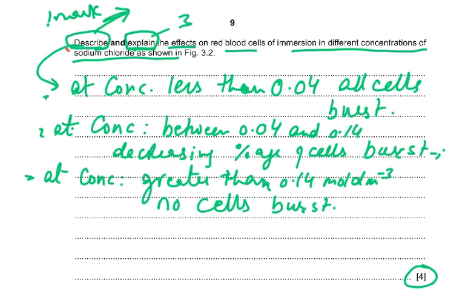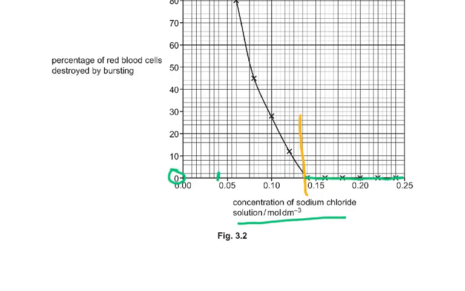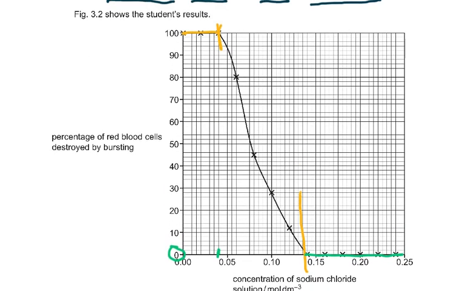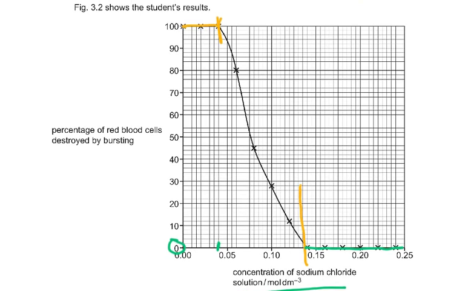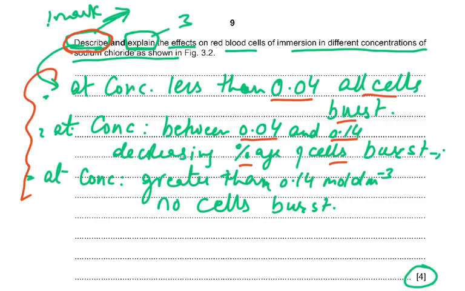Now if you look at all these, these are all the describe. Please remember I'm giving you all the describe first. At concentration less than 0.04, all cells burst. At concentration between 0.04 and 0.14, decreasing percentage of cells burst. This is no biology, it's just what you can see from the graph. There's nothing else. You just have to look at the graph and give me these figures. But I will still get no marks for this statement because what have I forgotten? I've forgotten to write the units.